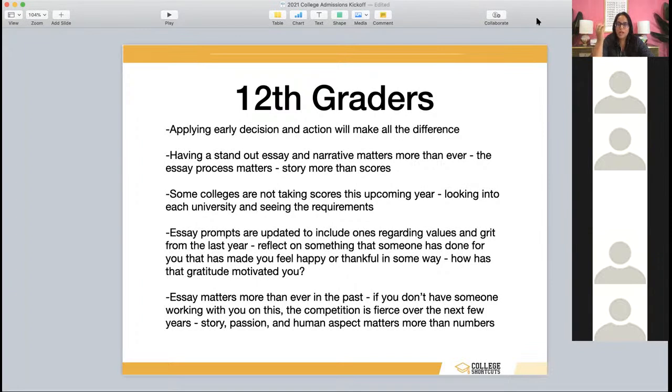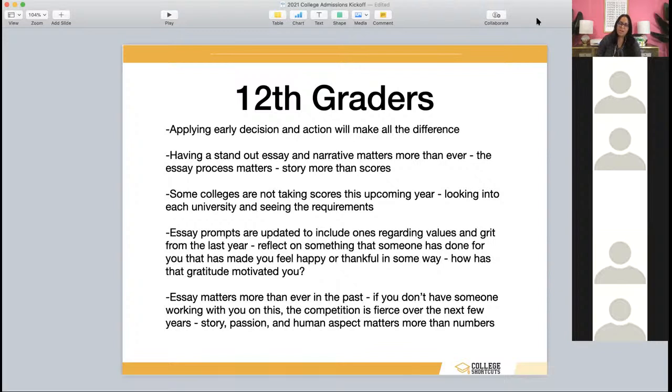more than anything else. And it is so important to make sure that you're writing an essay that really hooks the reader, that it's very clear to understand what's going on. It's not redundant to your resume. And it's a story that tugs very hard at the heartstrings. There are still some colleges that are not taking scores this upcoming year. So looking into each university and seeing the requirements is going to be very important for you.